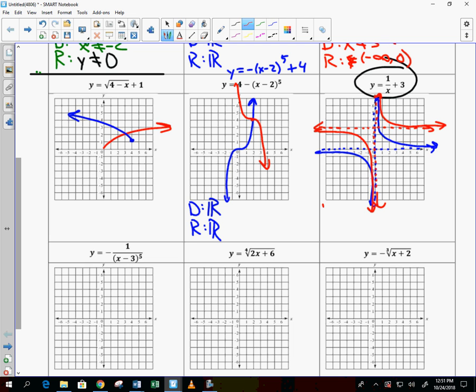Anybody domain? X can't be what? 0. Y can't be 3. X can't be 0, Y can't be 3.